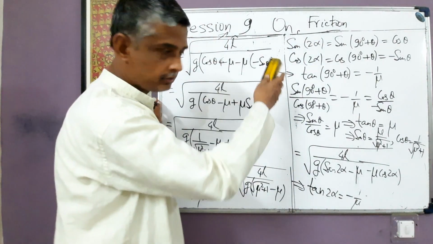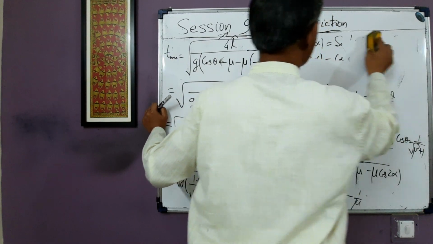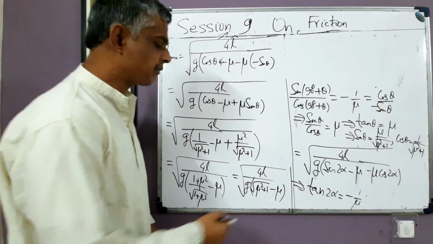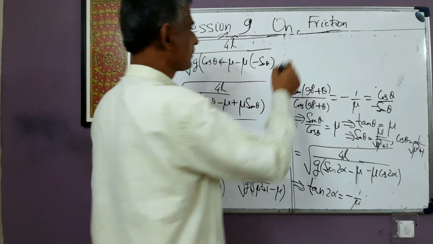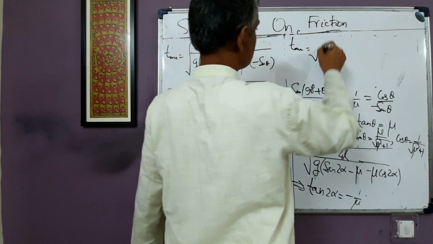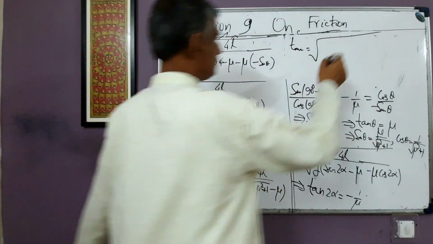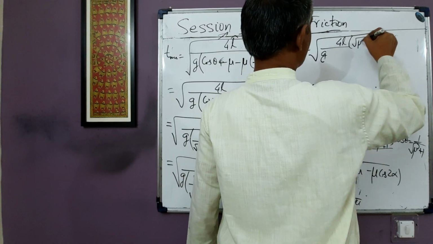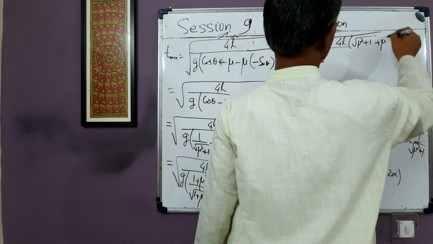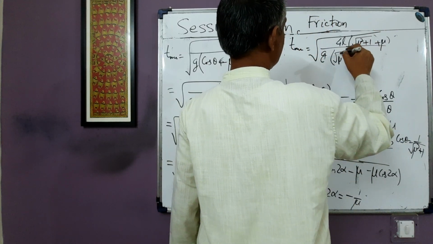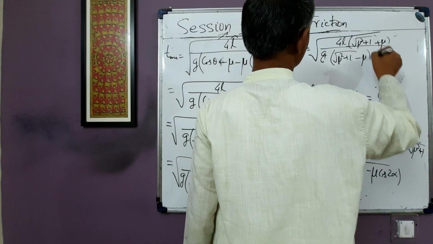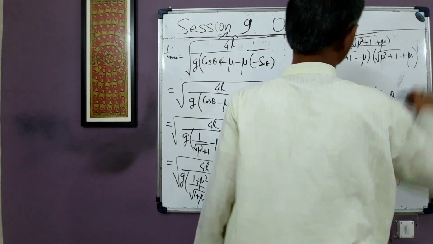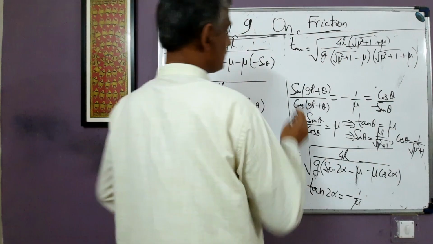Now I rub that. So this can be rationalized. If you leave it like this also there is no harm. So T min can be written as, I am simplifying it still further, 4L by g, I rationalize it, root under mu square plus 1 minus mu into root under mu square plus 1 plus mu.